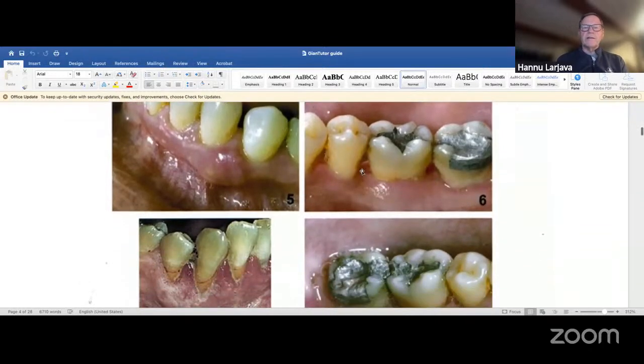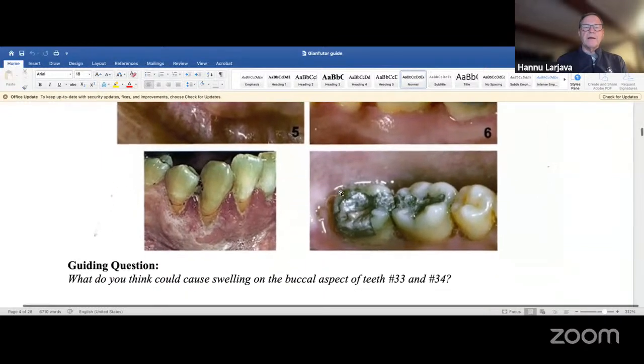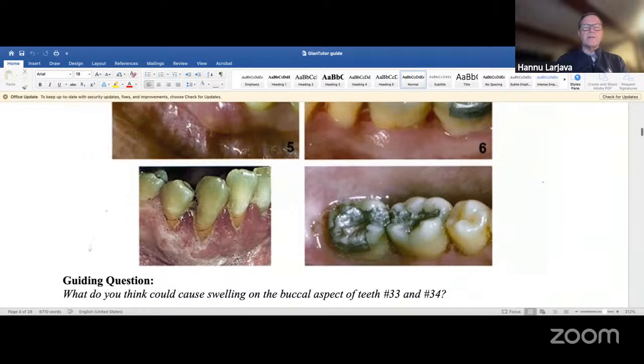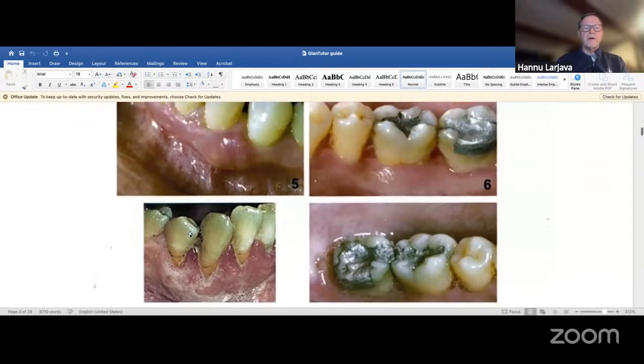So you can see attachment loss in the posterior mandible with clear indications of presence of biofilm. And then when we go to quadrant 4, the image is not that clear, but clearly there are some white patches in the gingiva all the way to the vestibule. So there's white surface into the gingiva, so it doesn't look normal. So something is going on there.